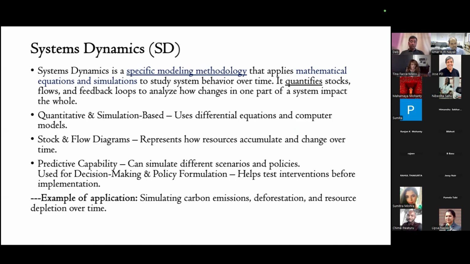An example of system dynamics could be the stock and flow diagram. It represents how resources accumulate and change over time. It is more predictive. While systems thinking is more conceptual, system dynamics is more predictive and can simulate different scenarios and policies. It's used for decision making and policy formulation. It helps in testing interventions before implementation. Examples of its application could be simulating carbon emission, deforestation, and resource depletion over time.